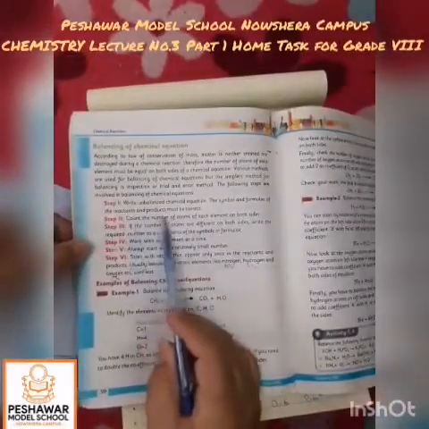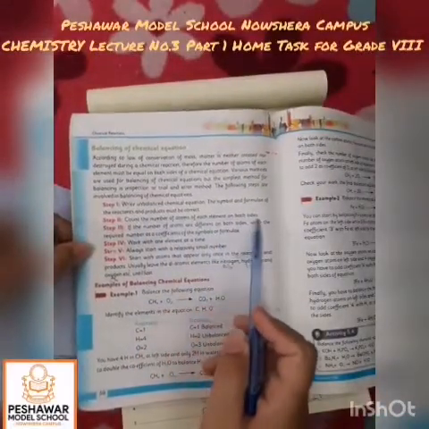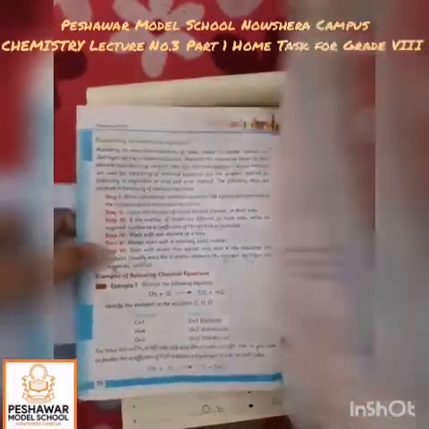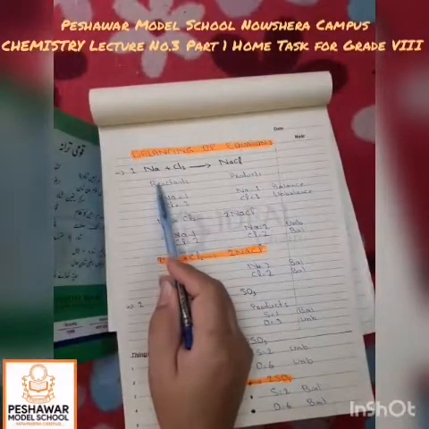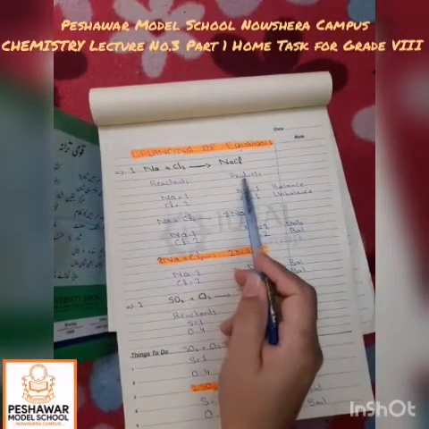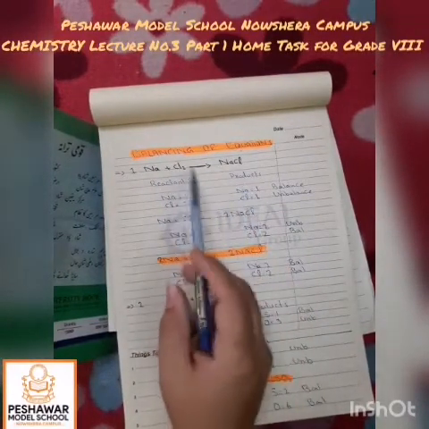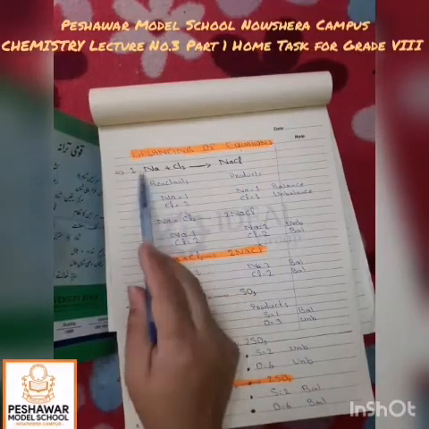Now the second step: count the number of atoms of each element on both sides. In the second step, you have to count the number of atoms on both sides. Okay, give the heading of reactant on one side, and on the right hand side give the heading of product. Now count the number of atoms on both sides.